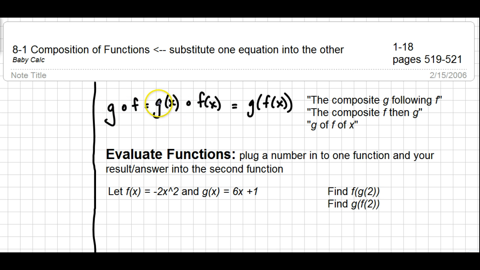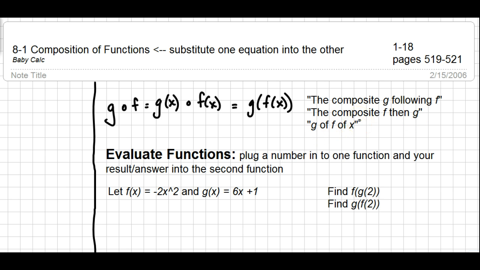Could also do it with g of x with the parentheses with the x in function notation. Could also do it with parentheses. Notice that the f is on the interior of the parentheses, so the f function would be first. The g function is on the exterior of the parentheses, so that would be second. So when you read these, you would say the composite of g following f, or the composite of f and then g, or g of f of x.